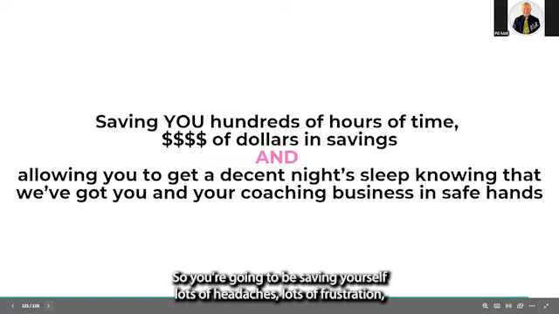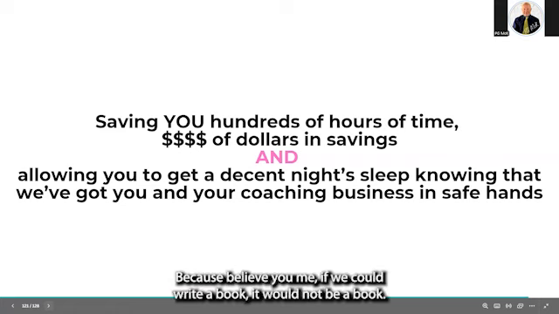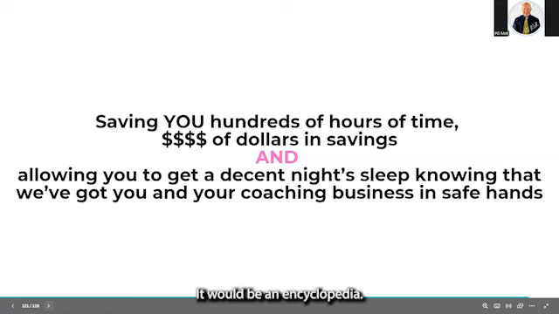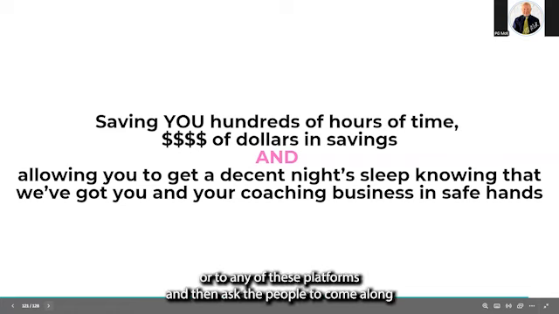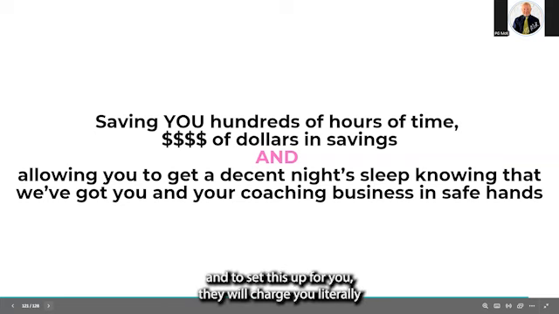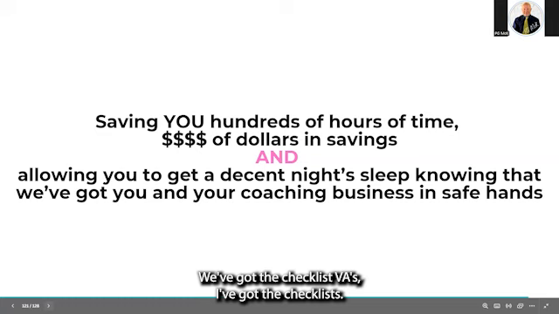So you're going to be saving yourself lots of headaches, lots of frustration, lots of getting this wrong, because believe you me, if we could write a book, it would not be a book, it would be an encyclopedia as to the number of times that we got this wrong. And we're talking about you saving thousands and thousands of dollars. Because if you were to go out there onto Fiverr or to Upwork or to any of these platforms and ask the people to come along and set this up for you, they will charge you a huge amount of money to set up this whole system. But because we've done it so many times, we can replicate it. We've got the checklist, the VAs have got the checklists.